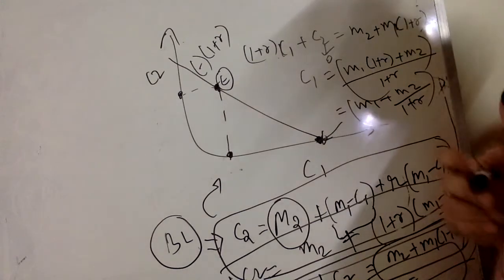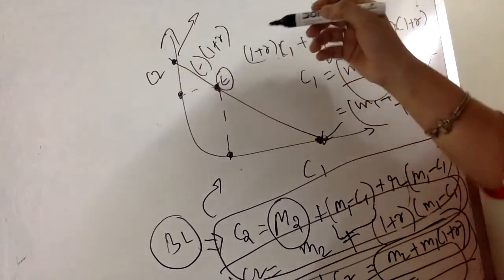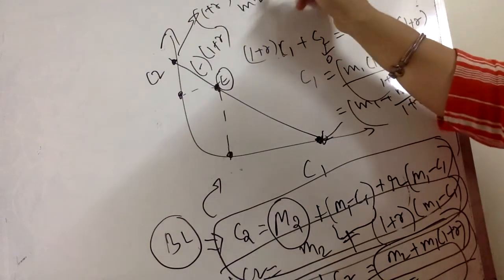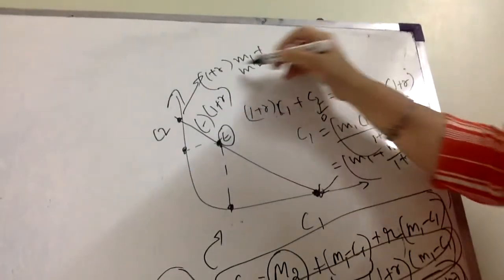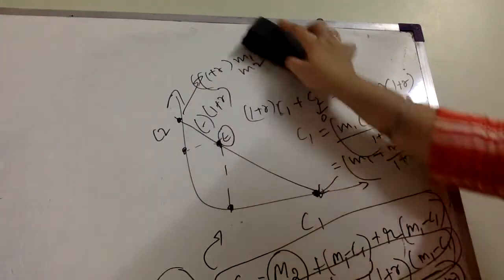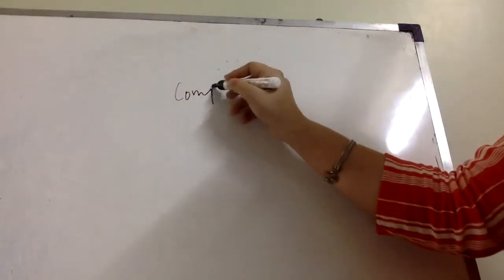Next, this other point you can similarly compute. It comes out to be 1 plus R times M1 plus M2. This will be the value of C2 when C1 equals 0. Now we'll make a comparative study in which we ask: if the rate of interest on my saving rises, will I be benefited as a saver, and if I am initially borrowing, will I be benefited as a borrower? We will discuss both cases. This is comparative statics.